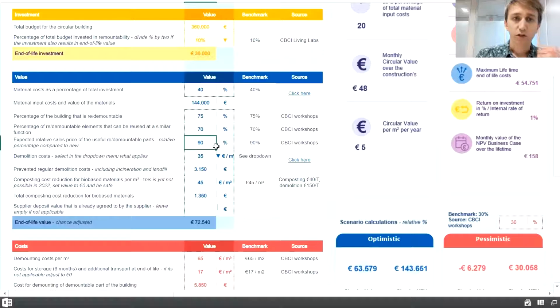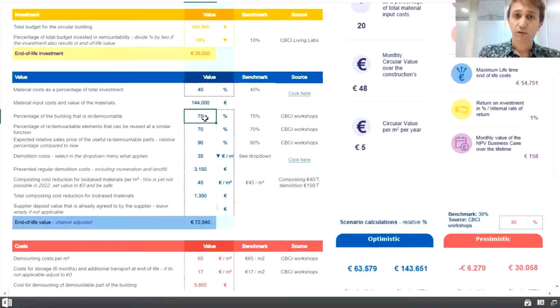And then we expect the sales price of these materials to be 90% of the material value of the new price. And this is a good estimate, since you also put a lot of labor in, for example, a wall that you're going to reuse. So 90% of the material value of the wall doesn't include the labor costs, and therefore it's quite a good estimate.